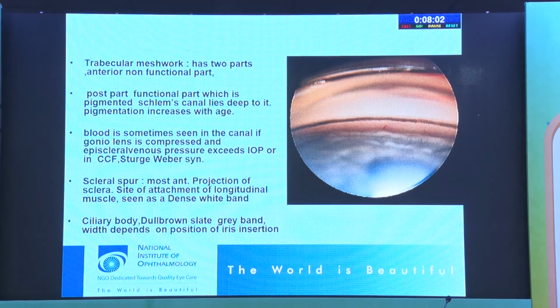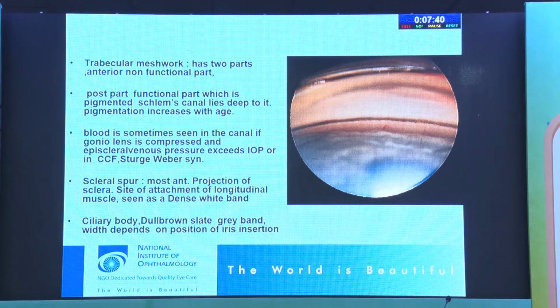Then the trabecular meshwork has two parts: anterior non-functional, which is non-pigmented, and posterior pigmented, which is the functional part, or pigmented TM. And just behind the pigmented TM, there is Schlemm's canal, and blood in Schlemm's canal will be visible only if there is hypotony in the anterior chamber, maybe because of trauma, cyclodialysis, or raised episcleral venous pressure.